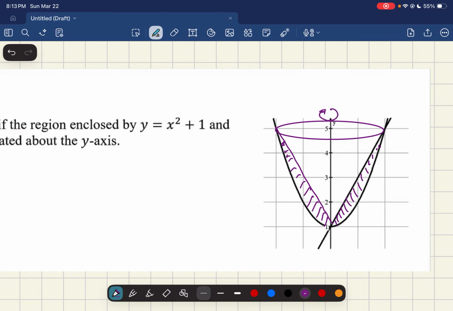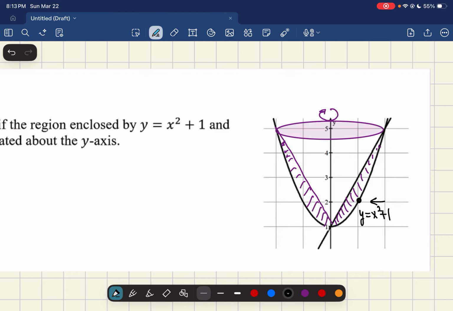So you could see over here that the big function, since this is rotating around the y-axis, the big radius function, we're going to do a projection over here. Where does it touch first? It touches this function, which is y equals x squared plus 1.